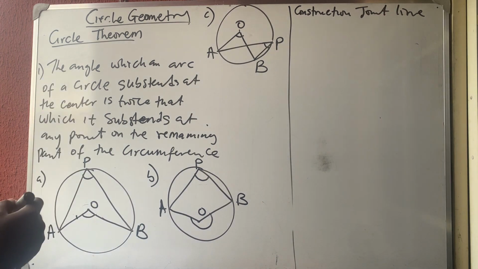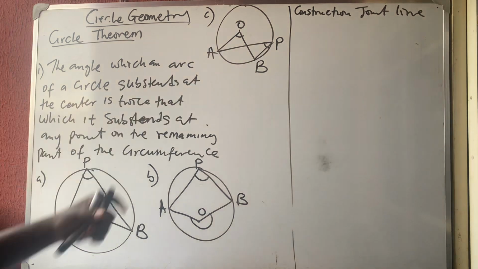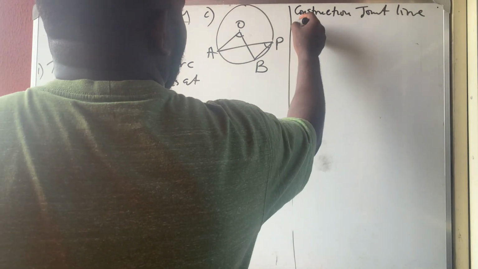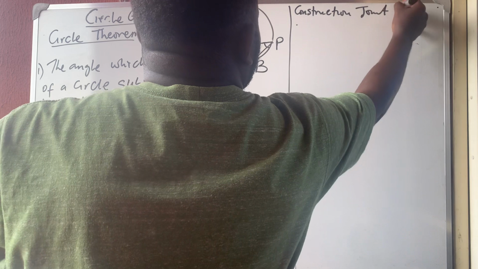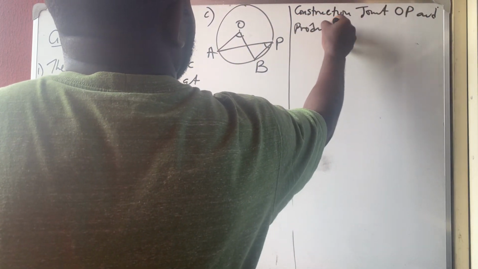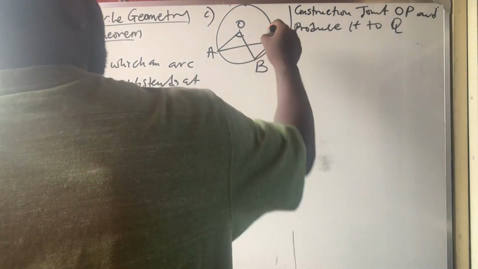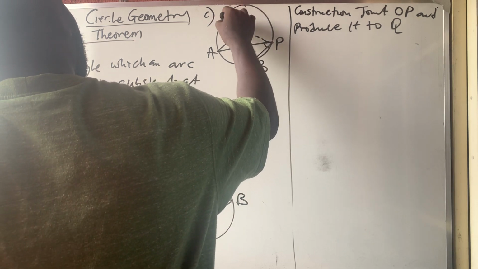So these are the only 3 conditions you will see. Either this shape or this shape or this shape. These are the 3 shapes you need to see. So in proving it, you need to join line OP and produce it to Q. Okay, so which means we need to join this place and produce it to what?